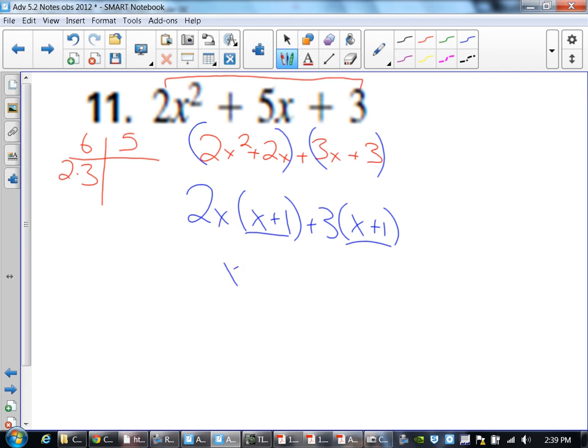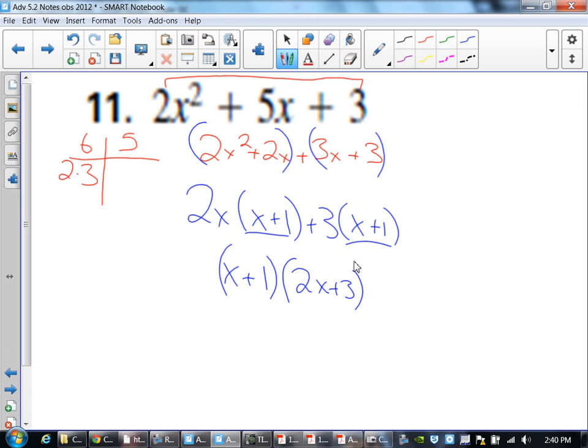What do you do with the square? Is it like 2x squared? I took out, see, it was 2x squared and a 2x, which meant the GCF was 2x. I just took the GCF out. And now, since the x plus 1 was the same thing, what's left over? 2x. And you're done.